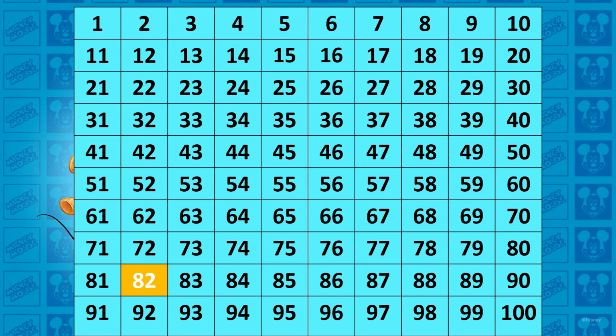Let's look at it on 100 square. Here we have written 82. 10 more than 82 can be also known as 82 add 10. 82 add 10 gives us 92. Now we know what 10 more than 82 is.